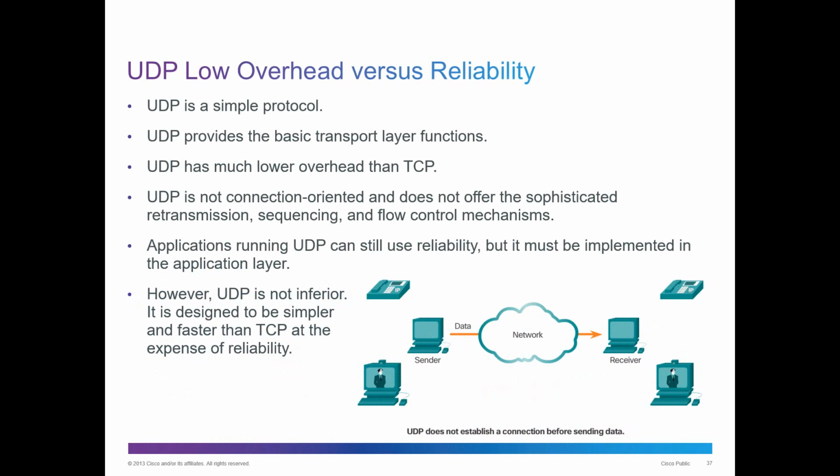It provides the basic transport layer functions, much less overhead than TCP because there's no acknowledgement, there's no establishing a session, there's no finishing a session. You're just sending data. UDP is not connection oriented. It does not offer the sophisticated retransmission, sequencing, and flow control mechanisms that TCP does. Applications running UDP can still use reliability implemented by the application in the application layer. It's not inferior. It's designed to be simpler and faster than TCP at the expense of reliability.